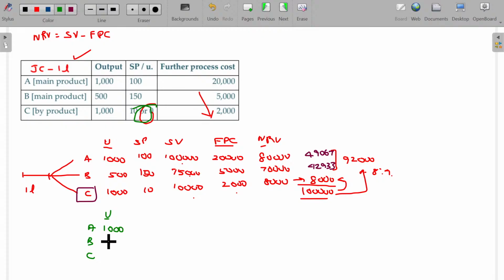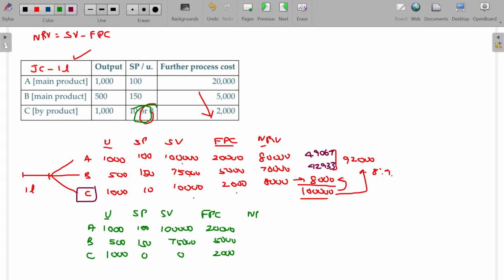1,000, 500, 1,000. Sale price being 100, 150, 0. Sales value being 1 lakh, 75,000, 0. Further process cost 20,5,000, 2,000. NRV being 80, 70,0 minus 2,000 rupees.